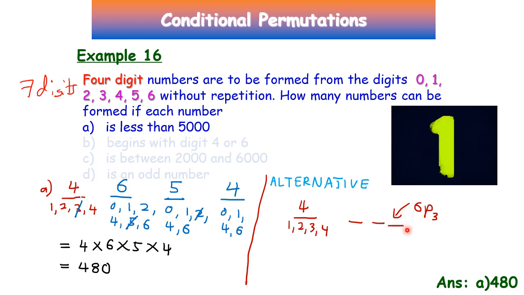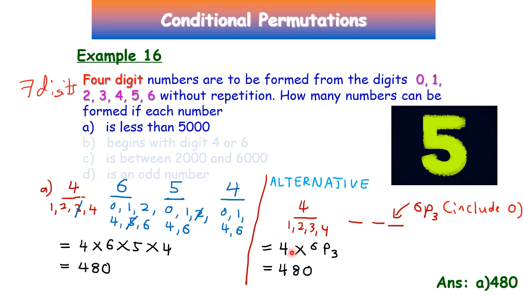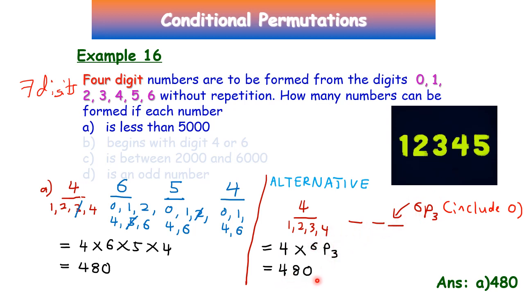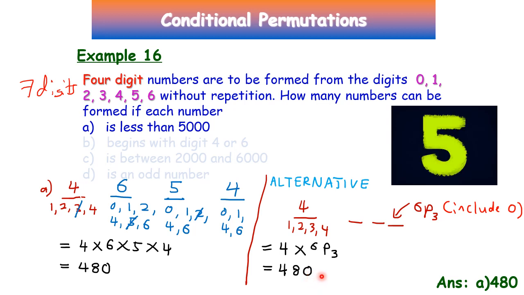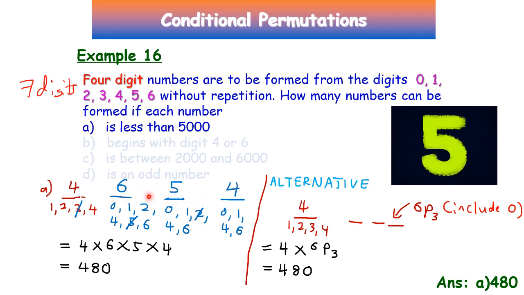So this alternative is much more straightforward. We just multiply, including 0. Don't forget, including 0. So for the number of arrangements, we multiply 4 for the first place, and from the remaining 6 digits we choose another 3. So we find that the number of arrangements is 480. Later on in the next examples, I will use this kind of solution because it is easier to understand and not too complicated compared to the previous method.